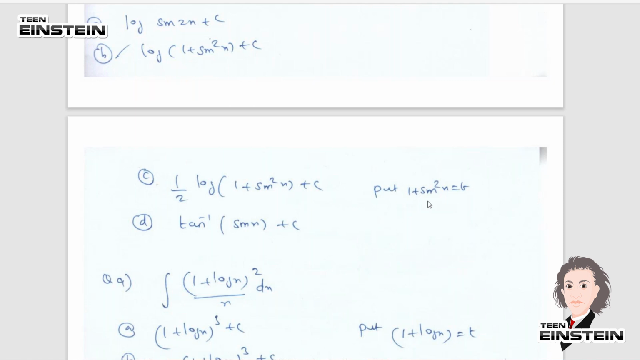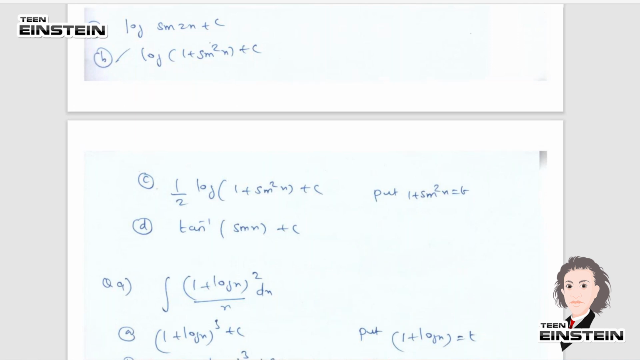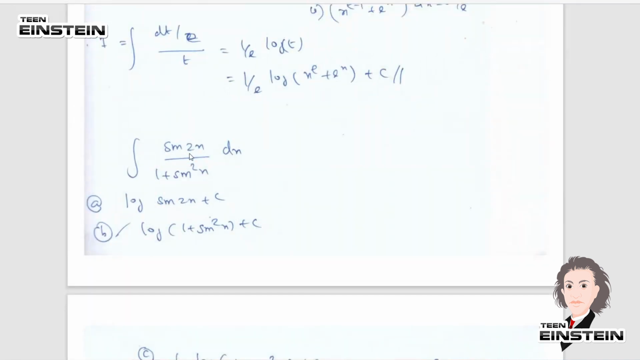I am having sin 2x dx in the numerator, so it can be replaced by dt, right? Am I right? Are you writing in your notebook? Yes, ma'am. So sin 2x dx is replaced by dt. Are you all doing?